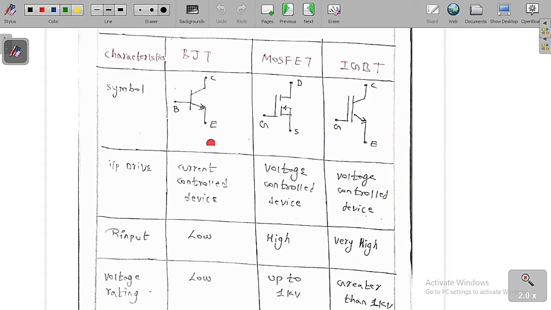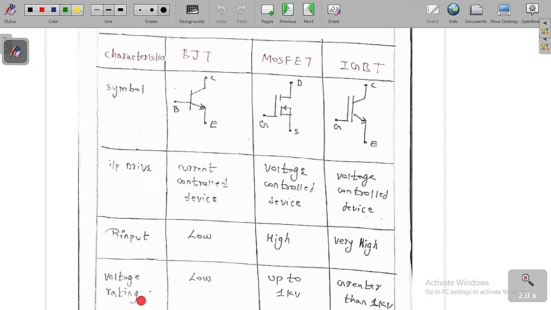Now the input drive. BJT is a current control device, whereas the MOSFET is a voltage control device, and the IGBT is also a voltage control device. Now we'll see the input resistance. For the BJT the input resistance is very low, whereas for the MOSFET the input resistance is very high, and for the IGBT the input resistance is even higher when compared to the MOSFET. So we can simply say that the IGBT has a huge amount of input resistance when compared to MOSFET or BJT.